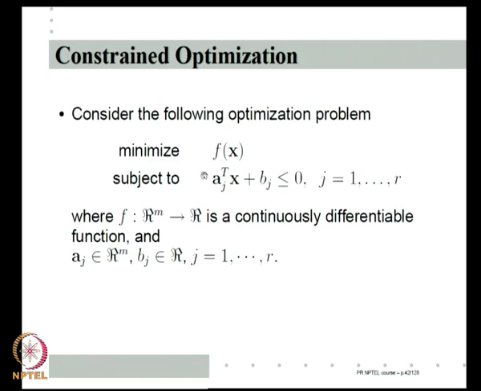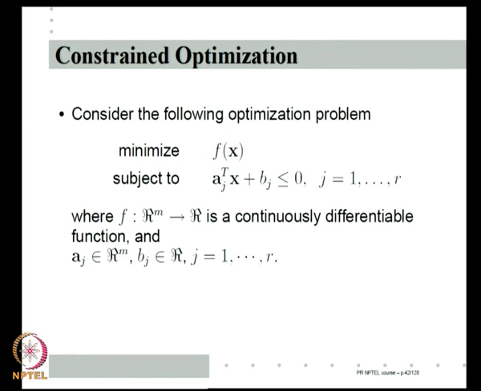Any general constrained optimization problem is of the following kind: minimize some function f of x subject to some constraints. We are only interested in what are called linear constraints, so we will take them to be linear constraints. So, minimize f of x subject to a j transpose x plus b j less than or equal to 0, j is equal to 1 to r. So, I have r constraints.